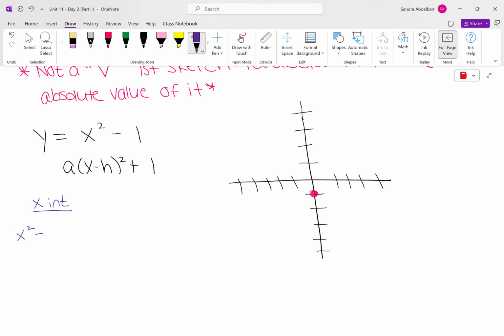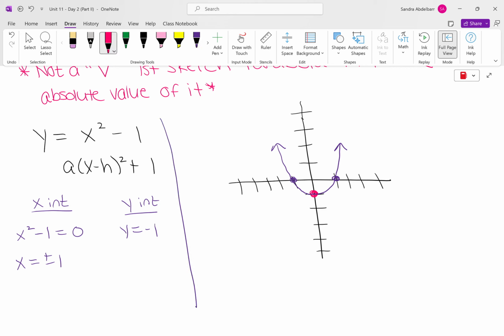All right, now we need our intercepts. So we have x squared minus 1 equals 0, and we will get x equals plus or minus 1. Do we already know the y-intercept? Yep, we already know the y-intercept. So this is what my parabola looks like before I take the absolute value of it.